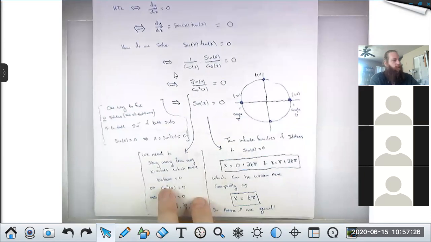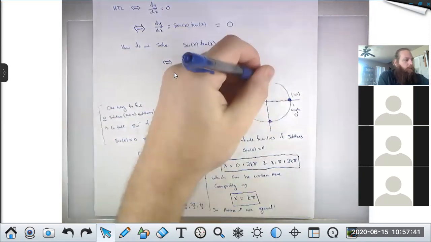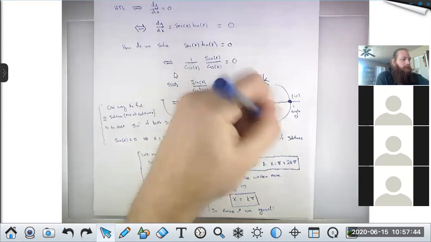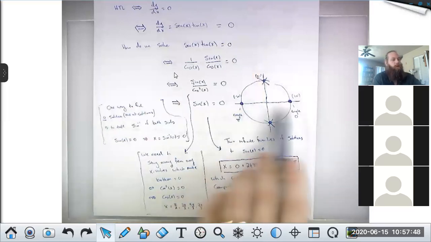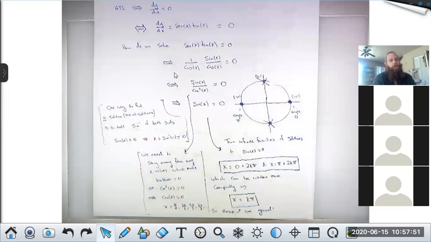Remember, the solution itself is just this stuff. All of this is kind of extra discussion. These guys were not a part of the solution set. These were places that made my denominators 0. These guys were a part of my solution set, so I needed any angle that landed me at either of those points on the unit circle. And those are 0 plus 2k pi and pi plus 2k pi, which could be condensed into just k pi.